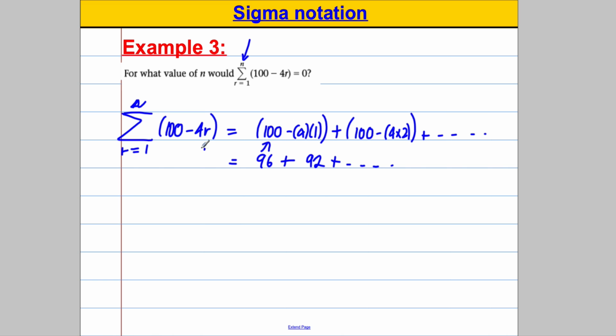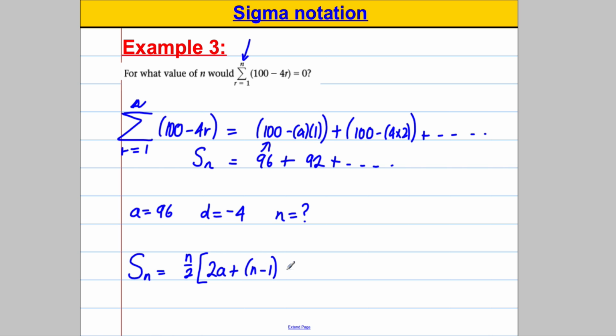So we know this is Sn as well. Another way of writing this is Sn. So we know a is equal to 96. We know that d, the common difference, is negative 4. And we don't know n. But we do know a formula for Sn. Sn is equal to n over 2, 2a plus n minus 1 d.